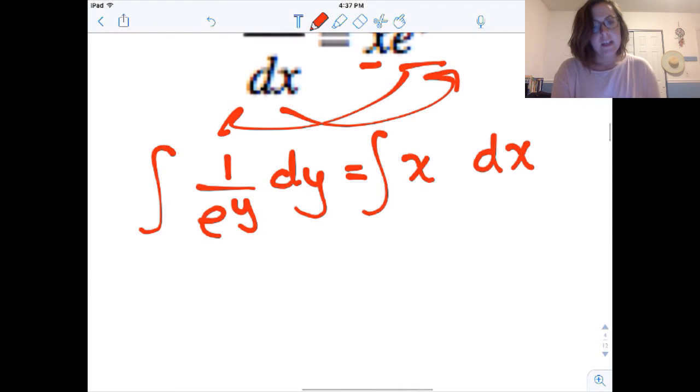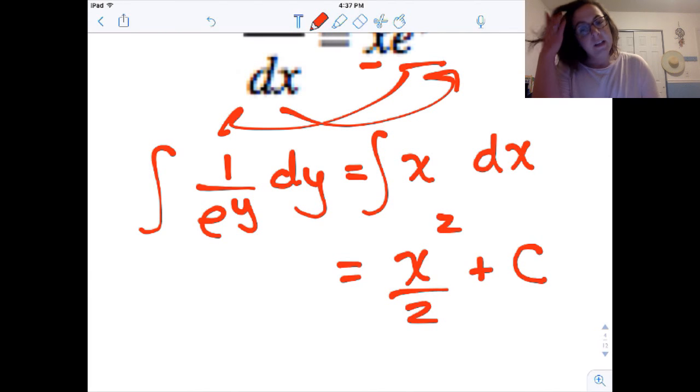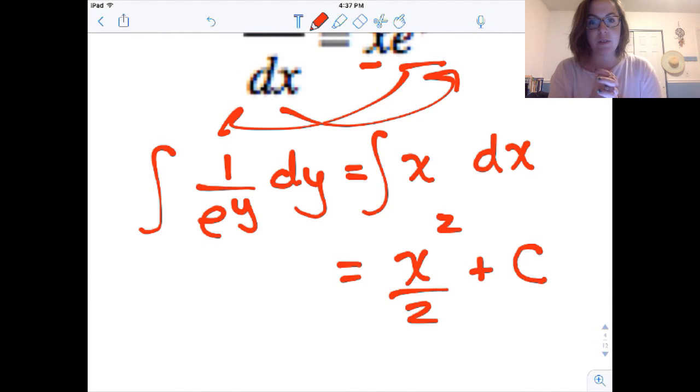And let's start on the right side, because I think you guys are going to be much better at that. Integral of x is x squared over 2 plus c. This left side gets a little iffy for me. A lot of people here are just going to tell me it's ln of e to the y. It is not. Every time you see 1 over does not mean it's ln. ln is 1 over something to the first. This is not that. So I'm going to rewrite this as the integral of e to the negative y dy.